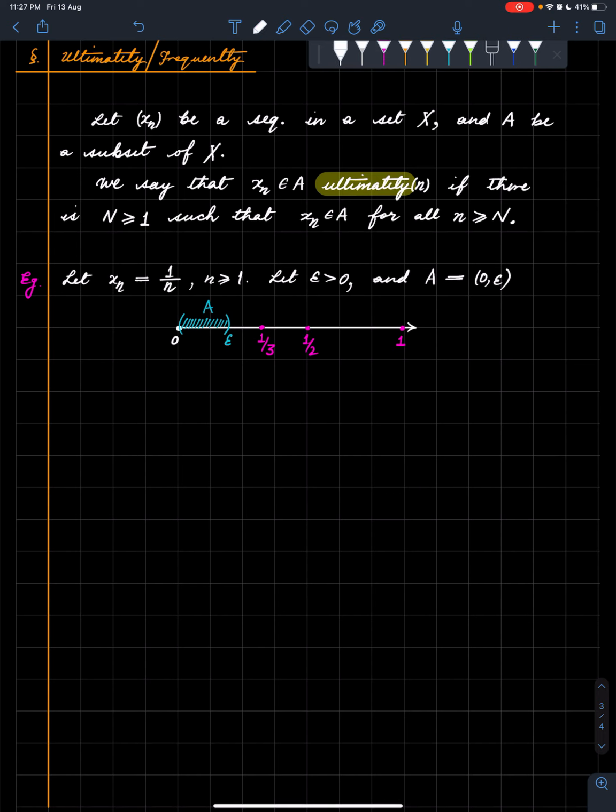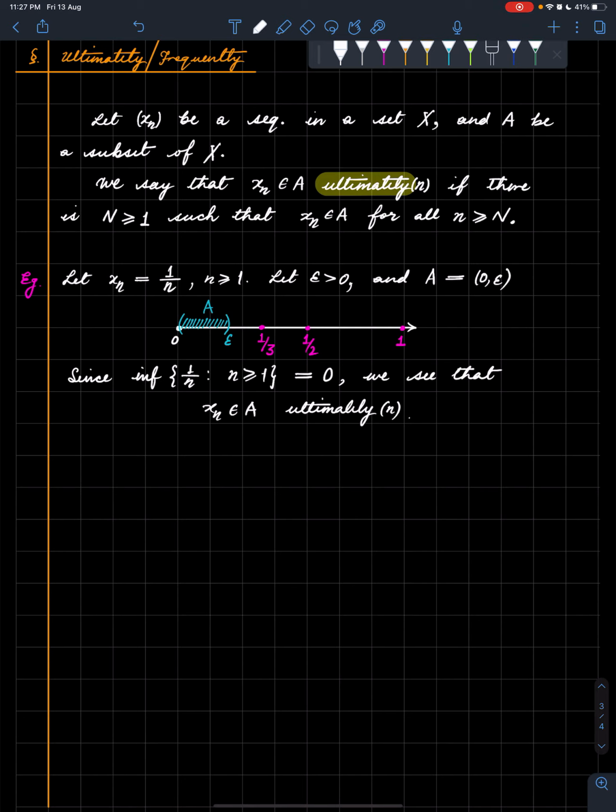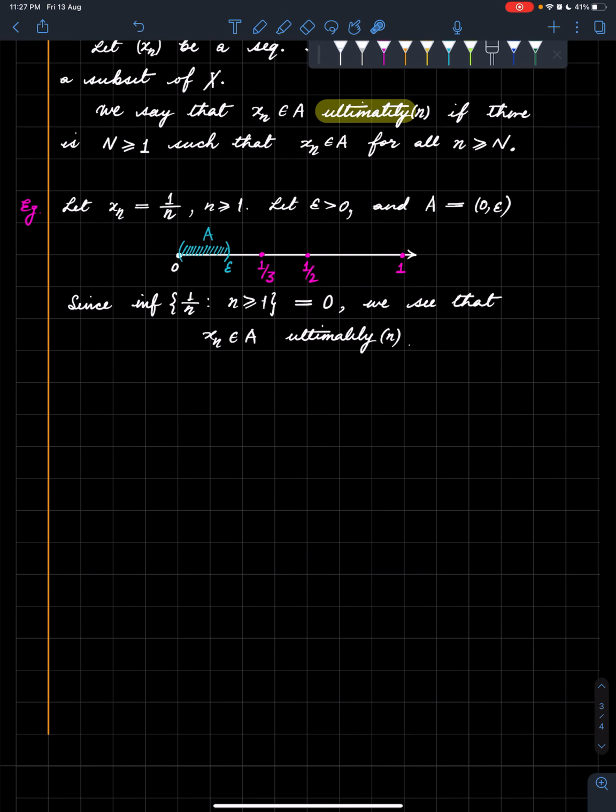Since we have shown and used so many times that the limit of this is equal to 0, we see that Xn is in A ultimately. And indeed, if you just think pictorially, as the denominator increases, so here you have 1, then 1 by 2, then 1 by 3, and eventually you will have all of these lying here. So let's say maybe 1 by 100 will be here, and then 1 by 101 will be even closer to 0. So ultimately all the points of this sequence will lie in this chosen open interval. A very simple example just to illustrate the definition.